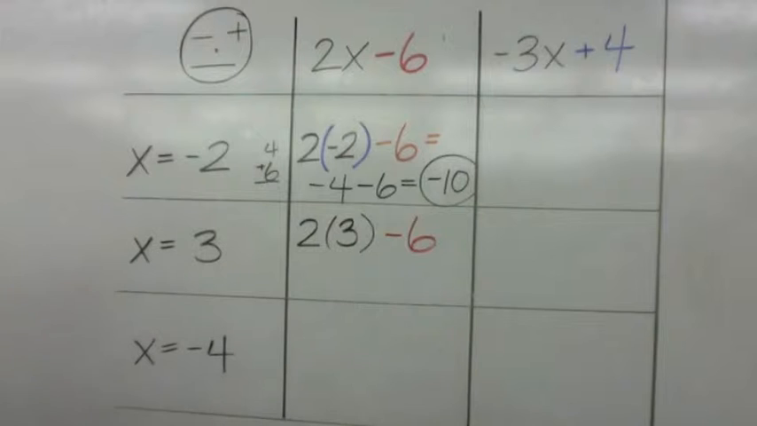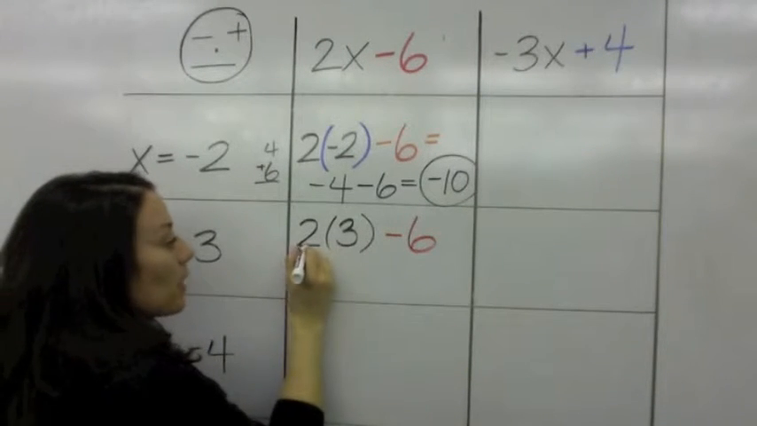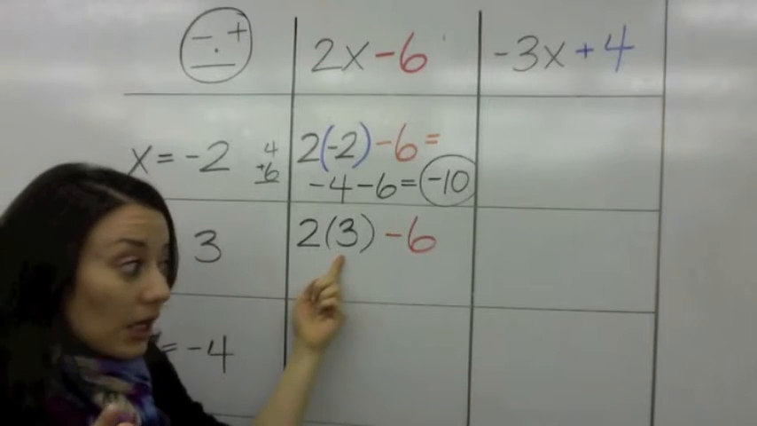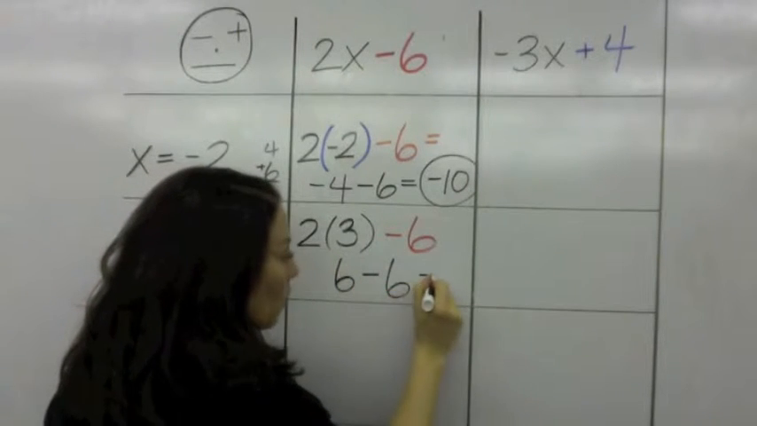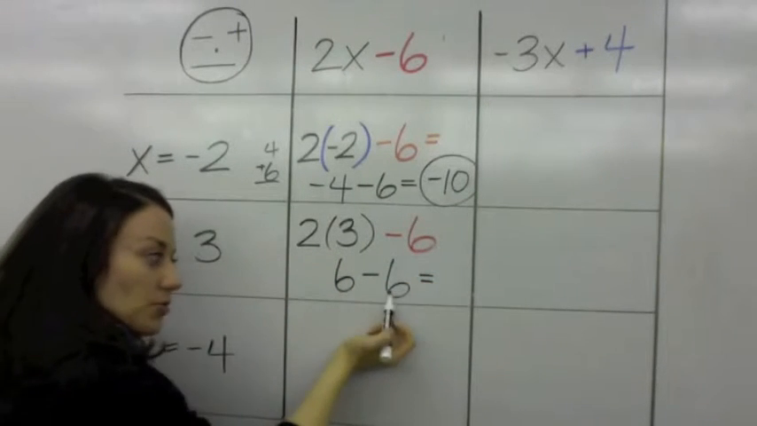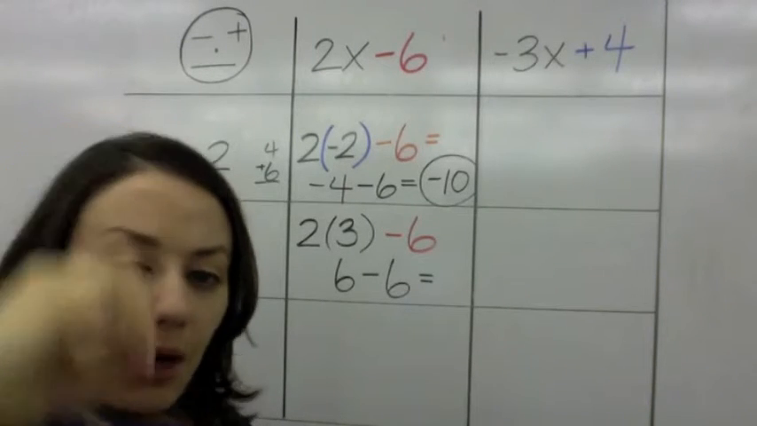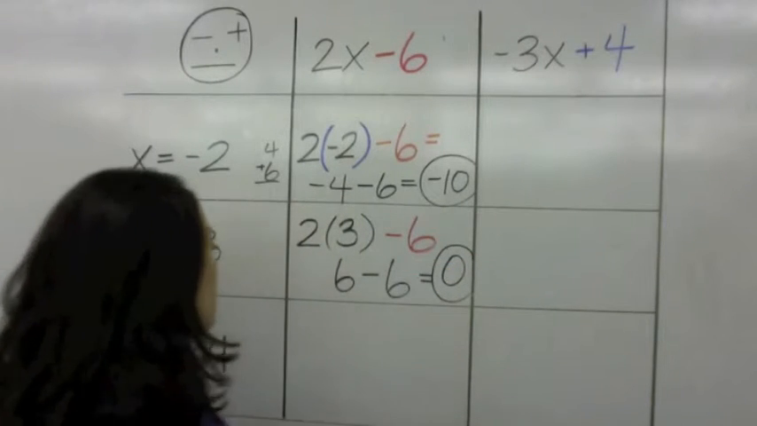All right. So we have a positive and a positive. Positive times positive is what? It's positive, right? What's 2 times 3? It's 6. Then I'm going to subtract 6. Whenever you have a number and then you subtract that same number, what is 6 take away 6? It is 0. Circle that answer.